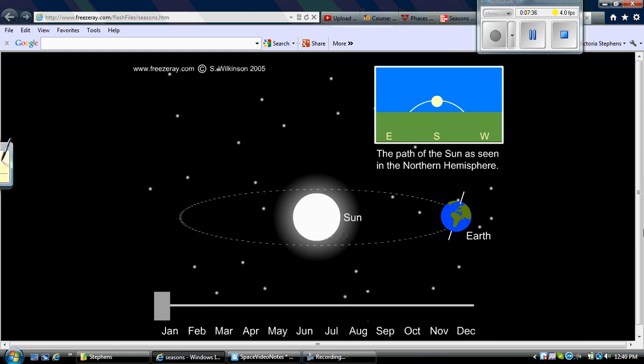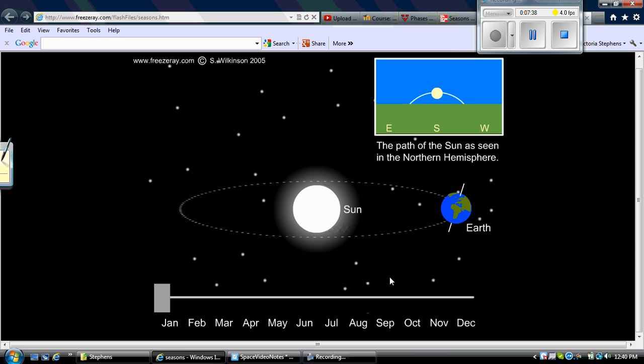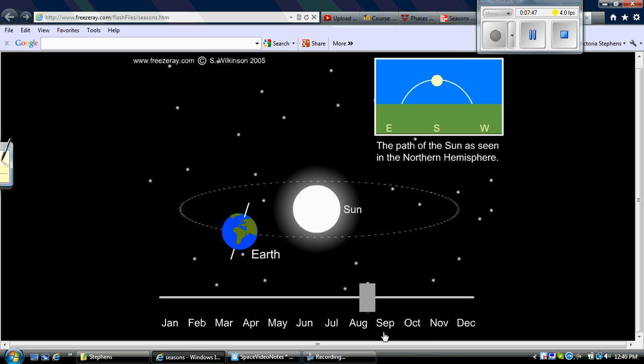Okay, this is another link on our website that also shows you the tilt. So right now in January, we're tilted away from the sun. You can move it around. And this is just another application to use.